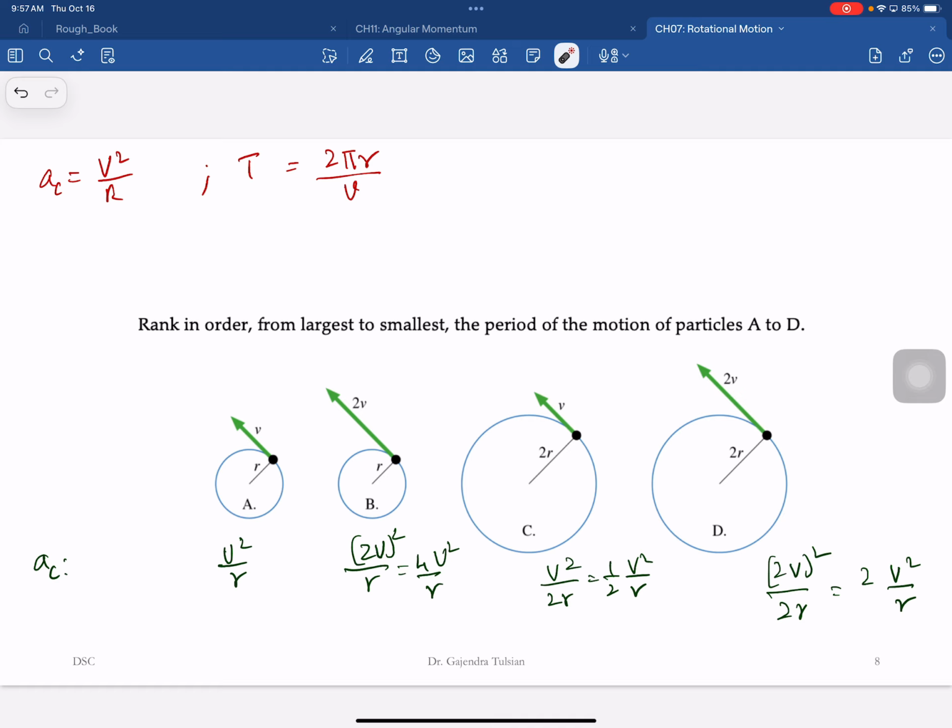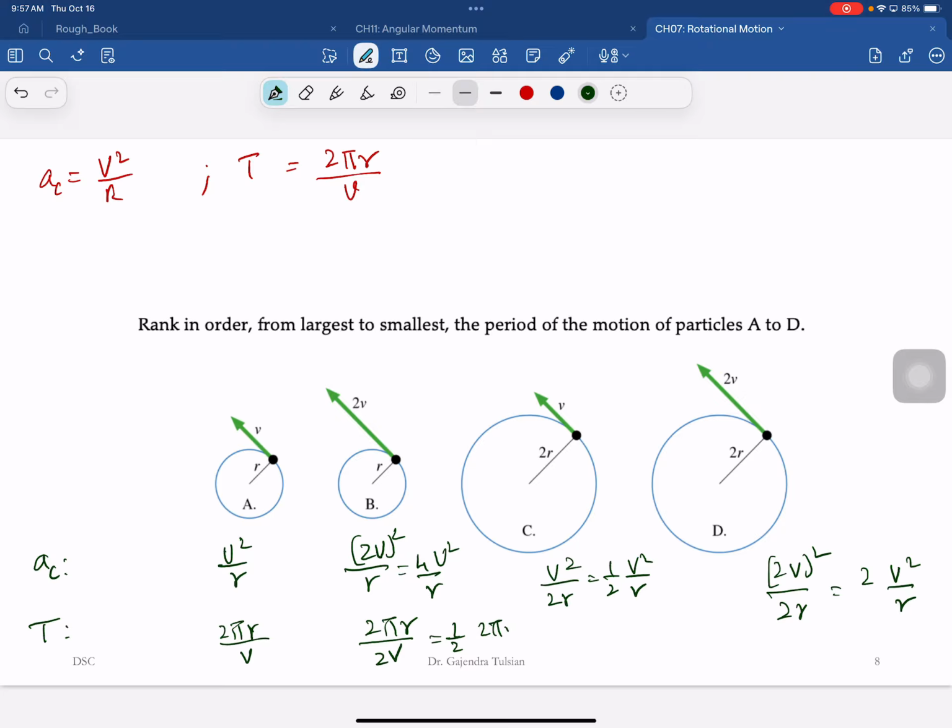Okay? All right, now let's look at the time. The time is 2 pi r over v. For this guy, it's 2 pi r over 2v. Okay, so it takes only half the time. For this circle, it only takes half the time as to make this circle. And that makes sense. You're going twice the speed, and so it only takes half the time.